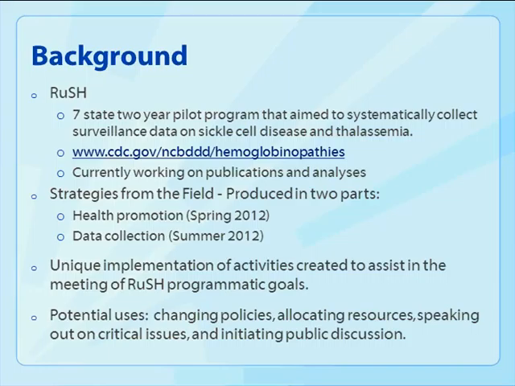The primary focus of the strategies document is to share the unique implementation of activities that assist in meeting the RusH programmatic goals. Each state highlighted one activity for this publication, but all states had multiple activities that contributed to their ability to collect and harmonize data. Some potential uses of the strategies document may be to impact public health policy, allocation of resources, speaking out on critical issues, and initiating public discussion on hemoglobinopathies.